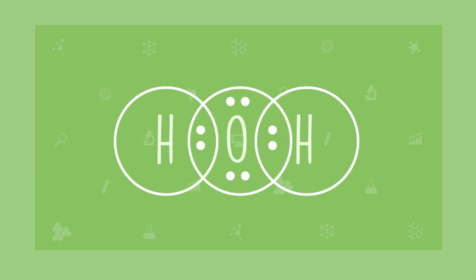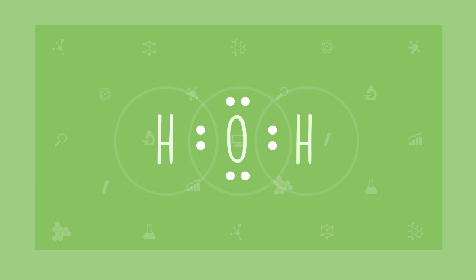We can now see that both of the hydrogen atoms have access to 2 electrons, which is what they want, so both are happy atoms. And the oxygen in the middle has access to 8 electrons. That makes the oxygen atom happy too.